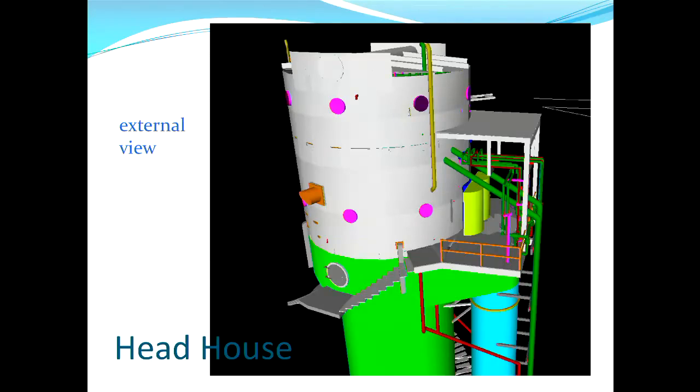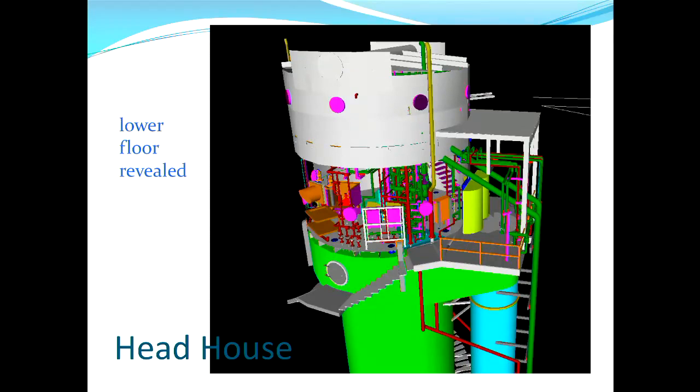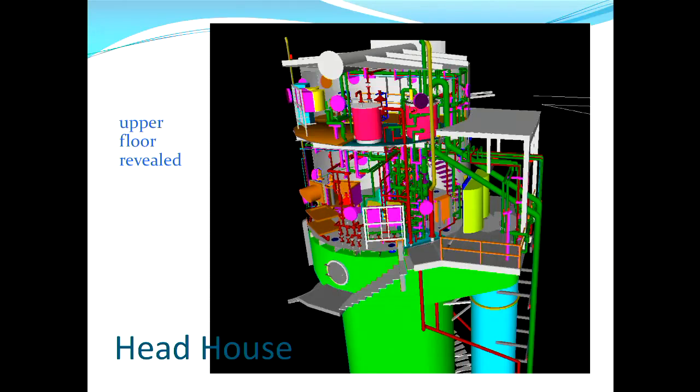This is the external view of the head house. I'll just do a bit of a reveal here. If we take away the shell at the lower floor, there are two floors in the head house. You can see there's lots of equipment in there. There's lots of equipment in the upper floor as well, but the workers actually do their work in this lower floor. They take a lift up.